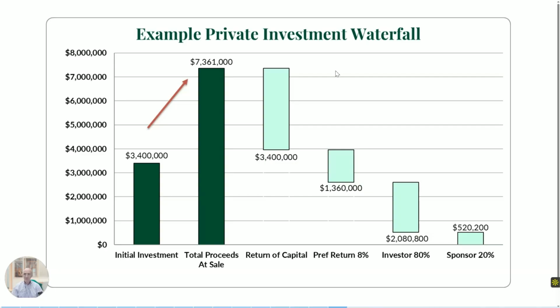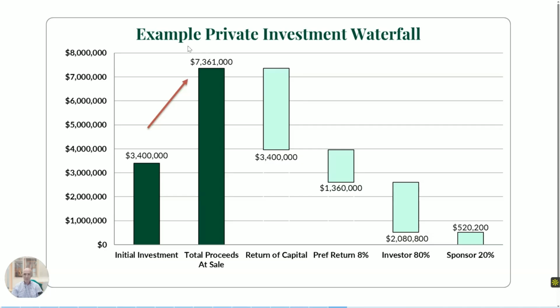First, you see the dark green bar on the far left is labeled initial investment. In this deal, that's $3.4 million. This represents the total capital contributed by investors or your clients. It's a starting equity base. Next, the second dark green bar shows total proceeds at sale, which is about $7.3 million. This is the total cash generated when the underlying asset was sold. This is the total pool of money we have to distribute.